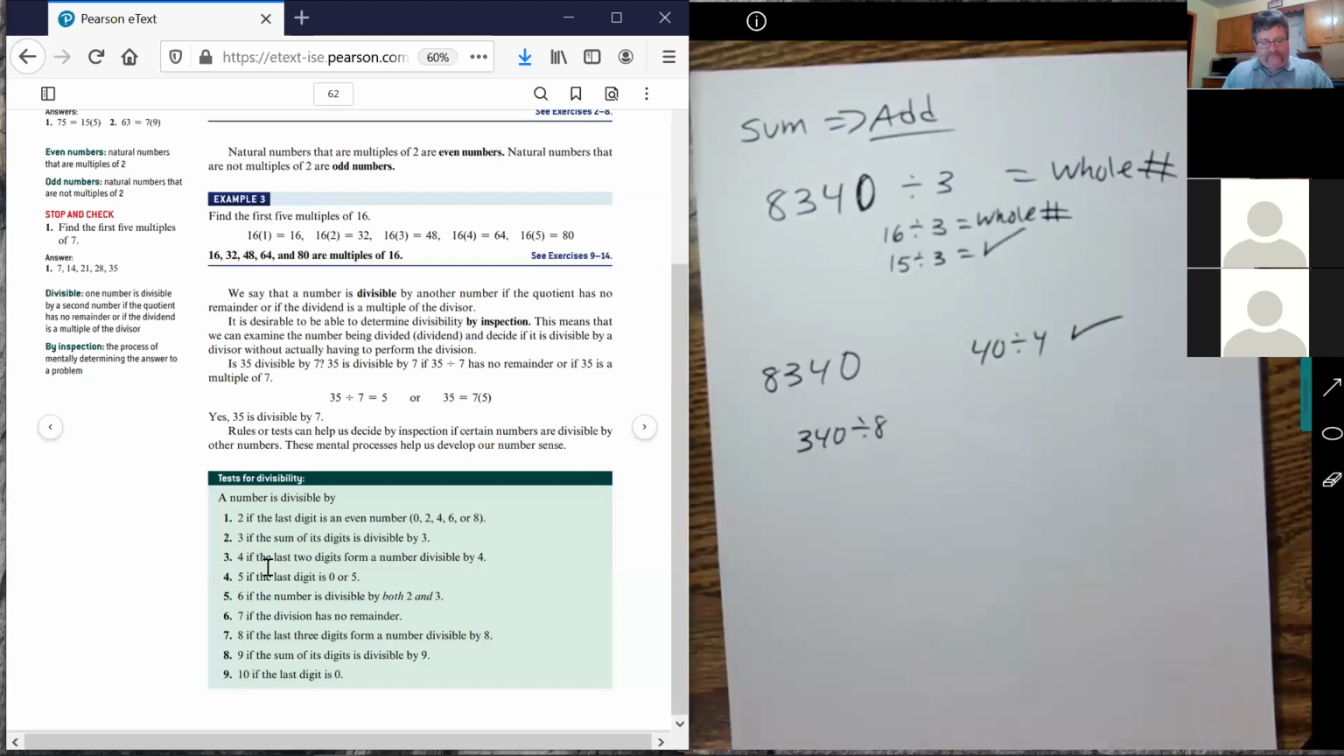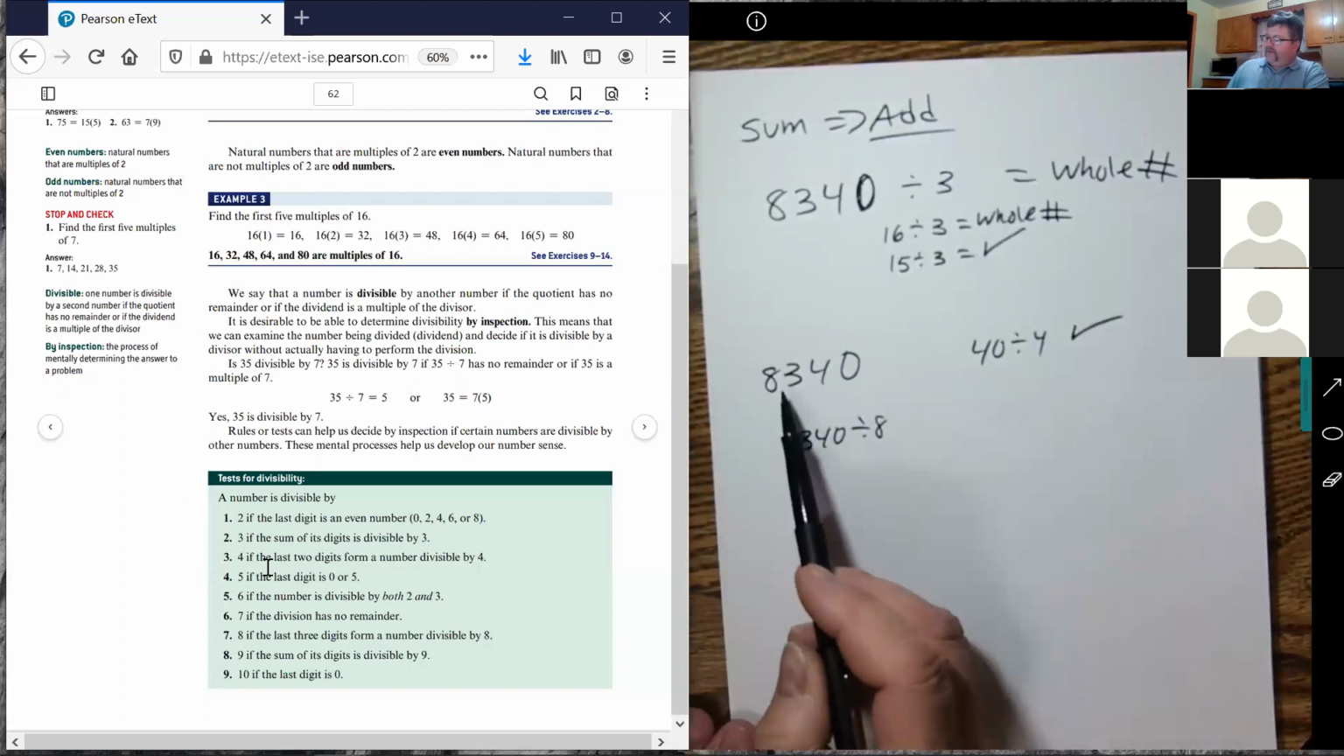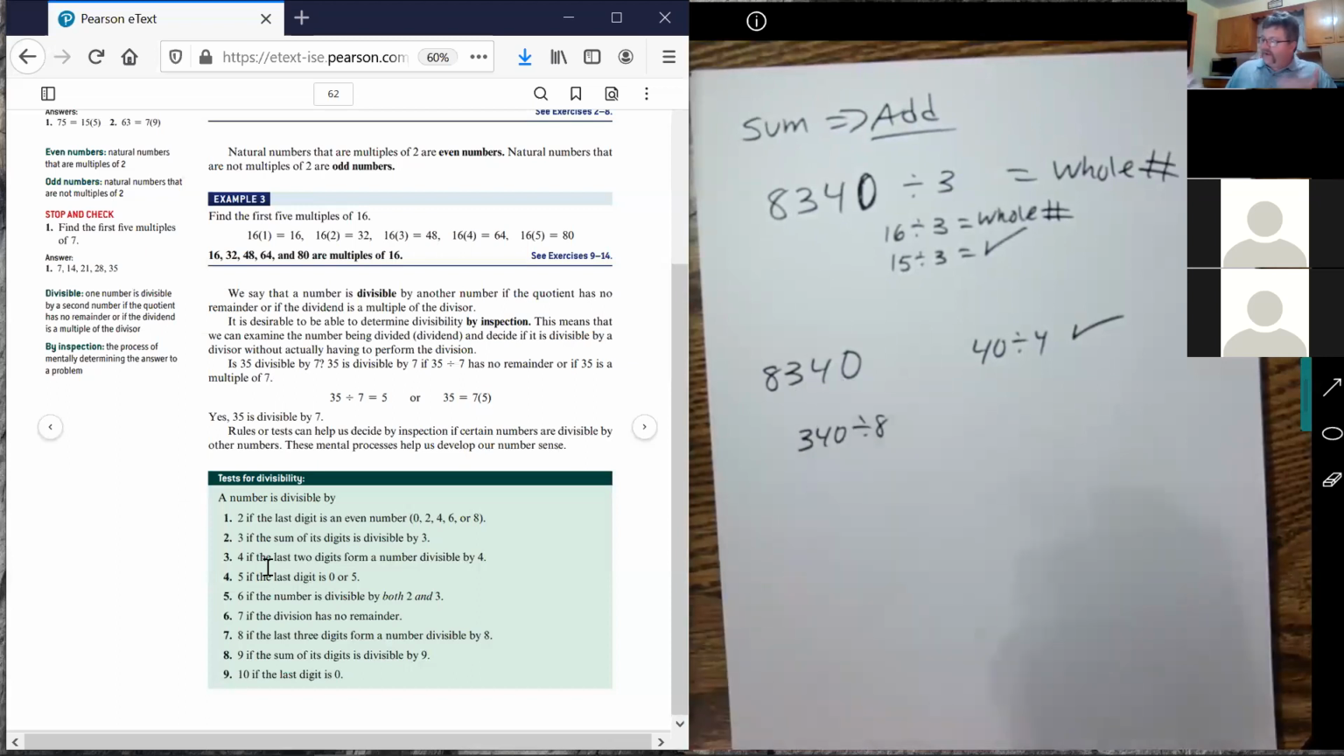Okay, 9, if the sum of its digits is divisible by 9. So here again, I would want to add the 8, the 3, the 4, and the 0. And if that number can be divided by 9, then 8,340 can be divided by 9. Okay, and finally 10, that one I think is pretty obvious. If it ends in 0, we can divide by 10, otherwise we can't.